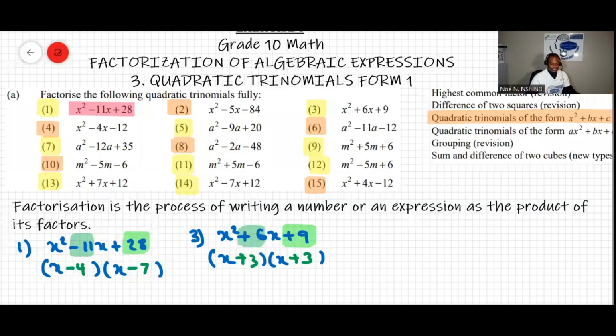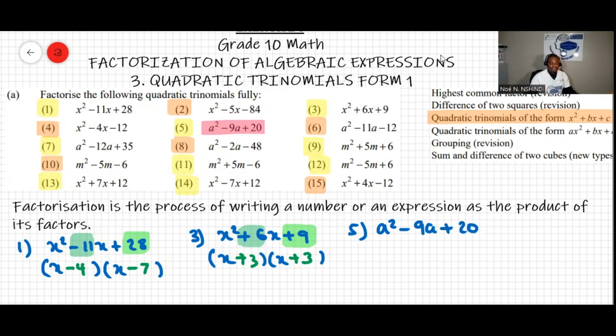So we did this question 3. Now we're gonna do question 5. Okay, so to avoid confusion, erase this. Now we are at question 5. Question 5 says, right here, we have a squared minus 9a plus 20.